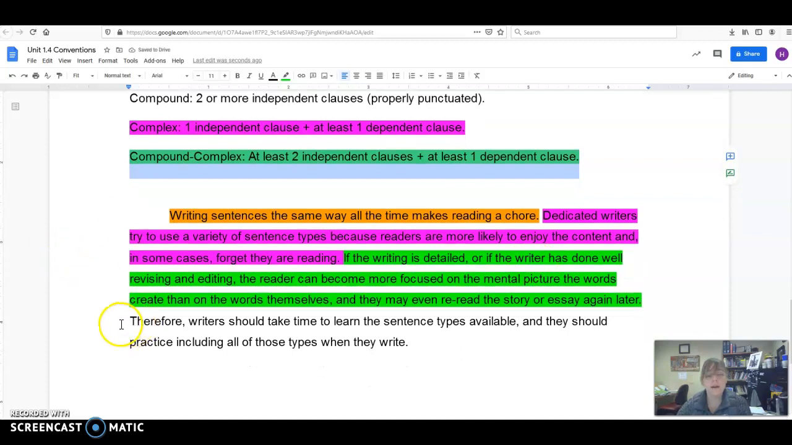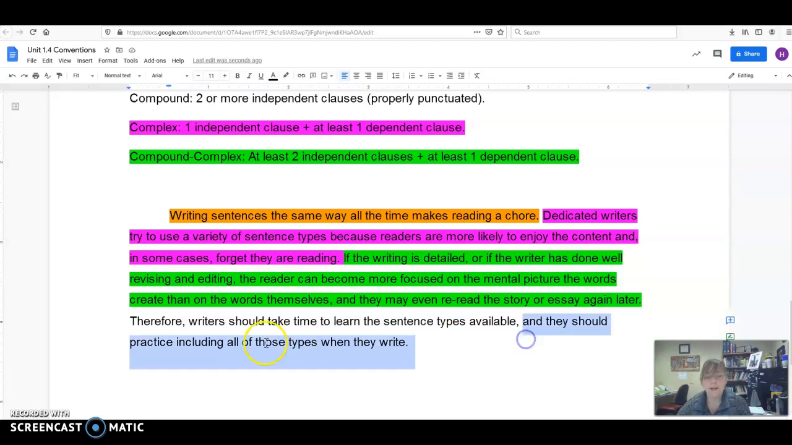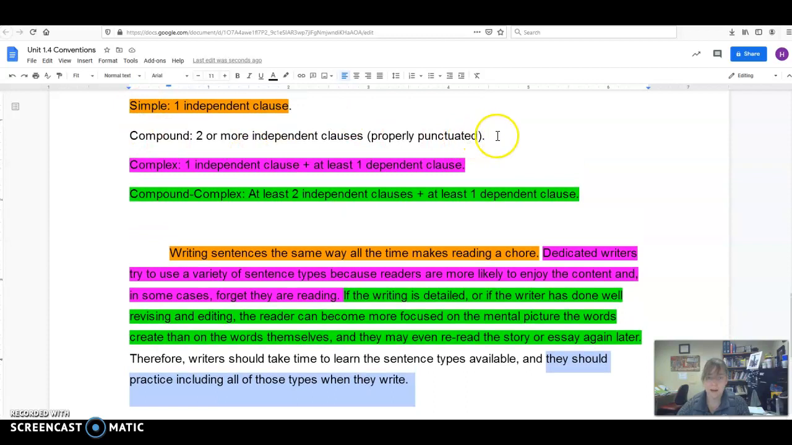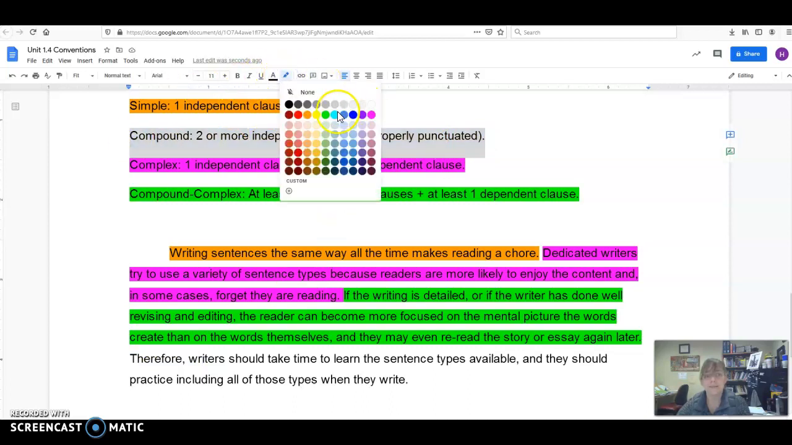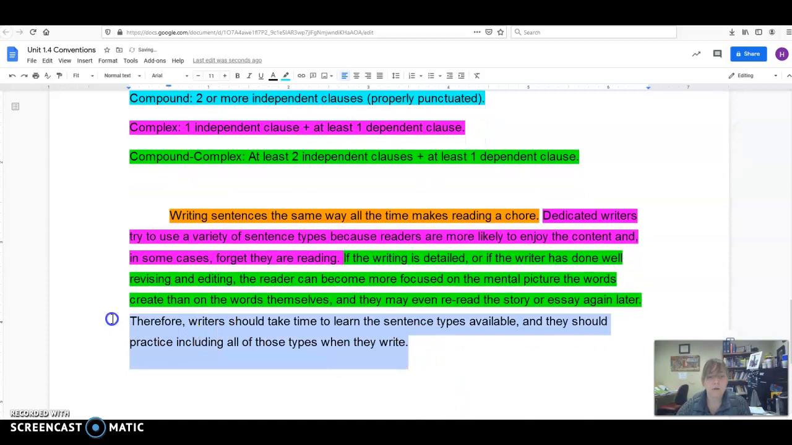Okay? Therefore, this is just a single introductory word. It's just a phrase. Writers should take time to learn the sentence types available, and they should practice including all of those types when they write. Okay? So this is a throwaway, introductory phrase. This is a clause. This is a comma with a conjunction. This is a clause. We have 2 independent clauses, properly punctuated, and this throwaway introductory information. So this last one is a compound sentence.